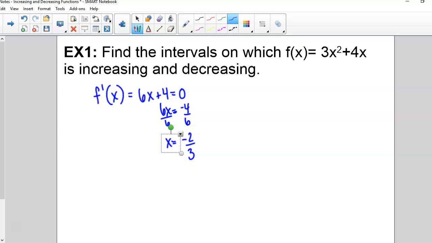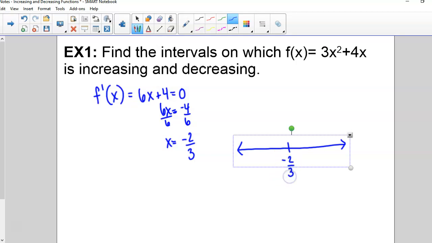And then I like to make myself a little chart here. I'll do a number line, and really the only number I need here is negative 2/3 because it's my only critical point. Okay, and what I want to know is whether this derivative is positive or negative, because if I know if it's positive or negative, that tells me something about the function itself.